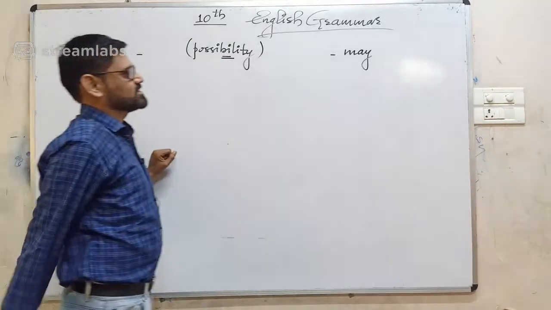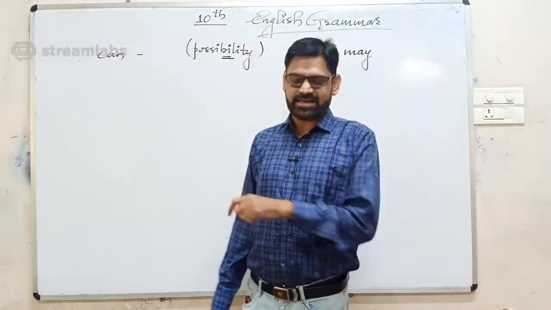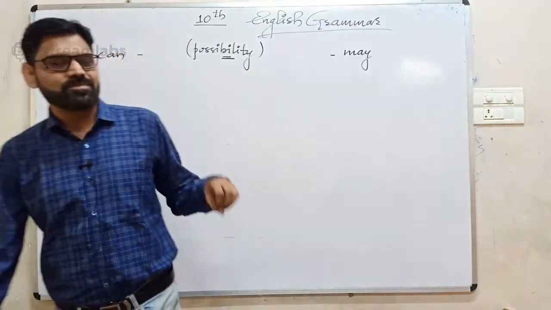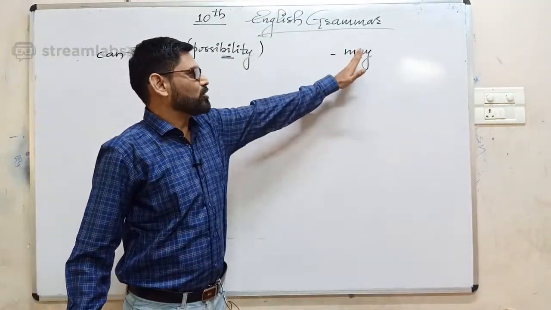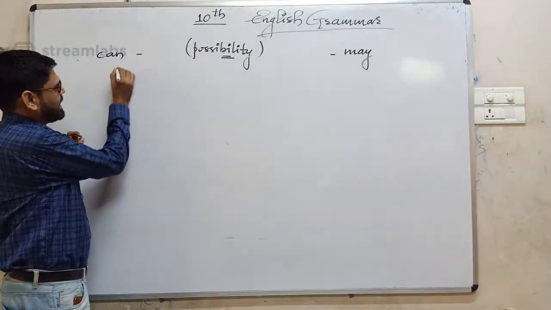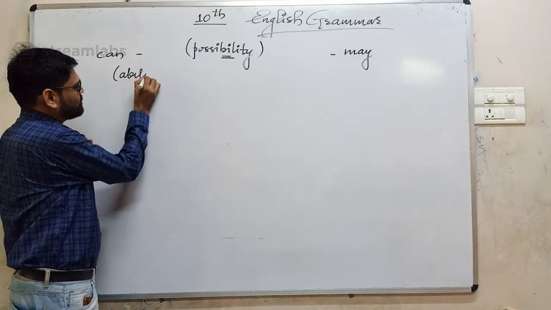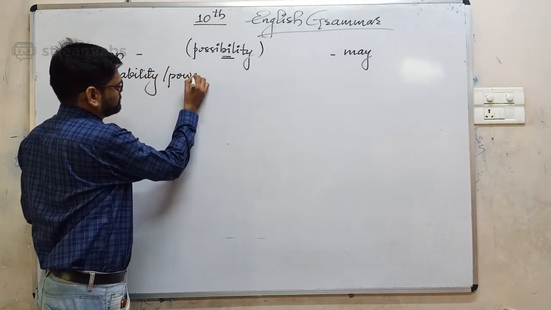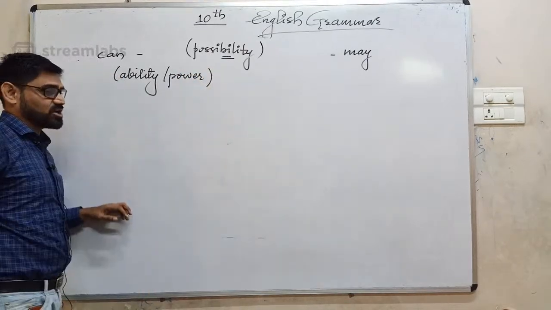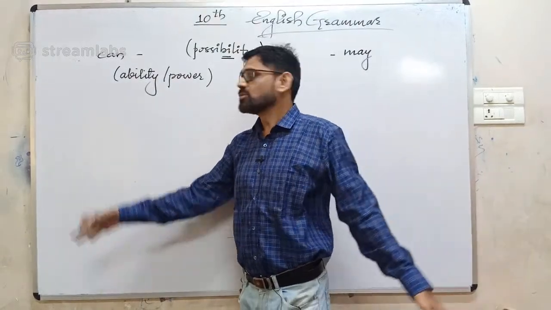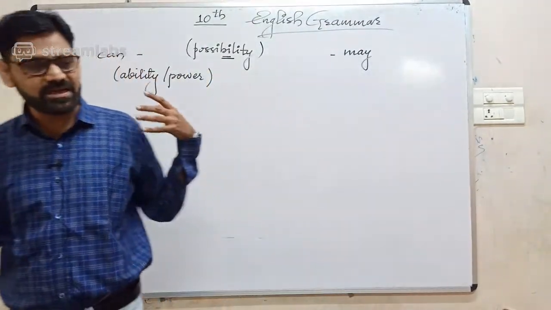There is a minor difference in the use of can and may, and that is why can should not be used in place of may, or may cannot always substitute can. Remember, can shows ability or power. When someone is talking about one's ability, I can do anything, I can fight with anyone, I can do this. All this shows a person's ability.